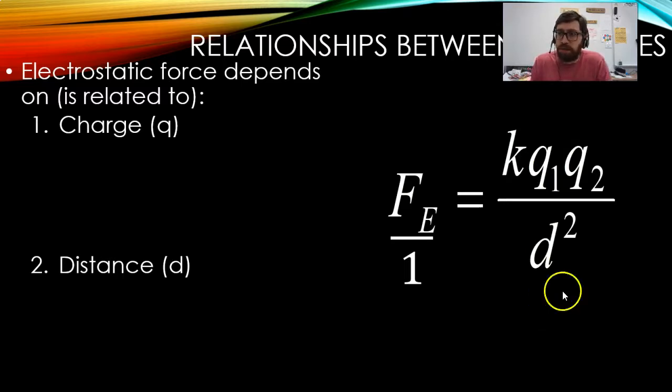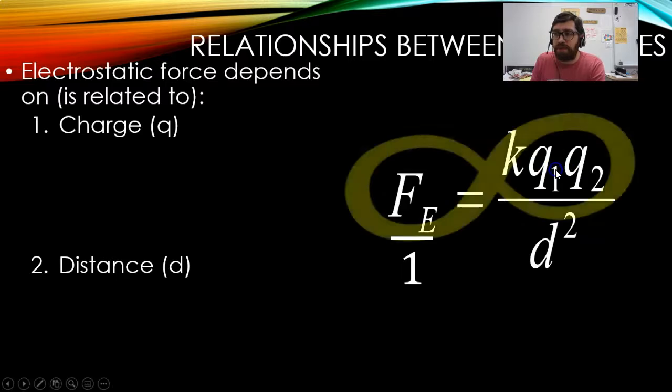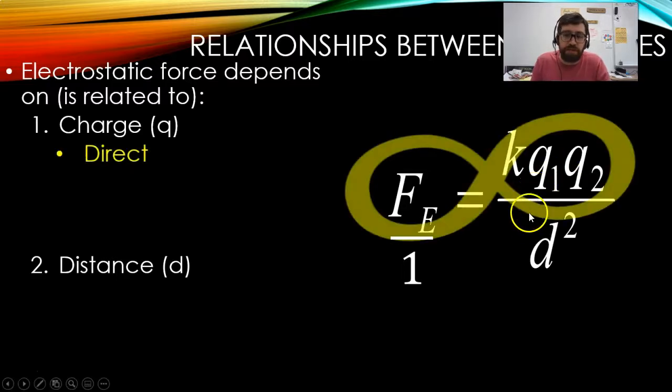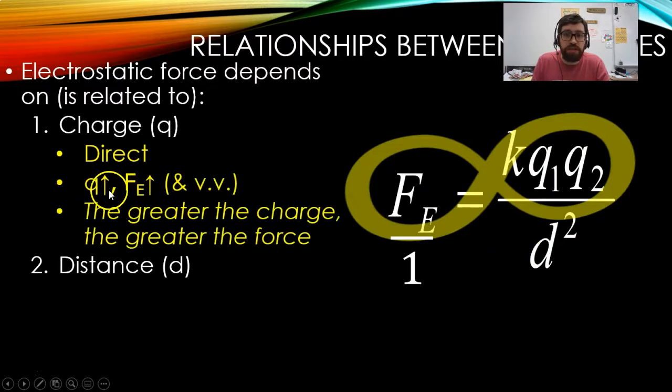So we start out with charge. Charge and force are both on the top of the fraction bar. Since they're both on the top, they share a direct relationship. Direct relationship means as charge increases, the force increases, and vice versa. Charge decreases, force decreases. In practical terms, that simply means the greater the charge, the greater the force, smaller the charge, the smaller the force. So you need to know that.